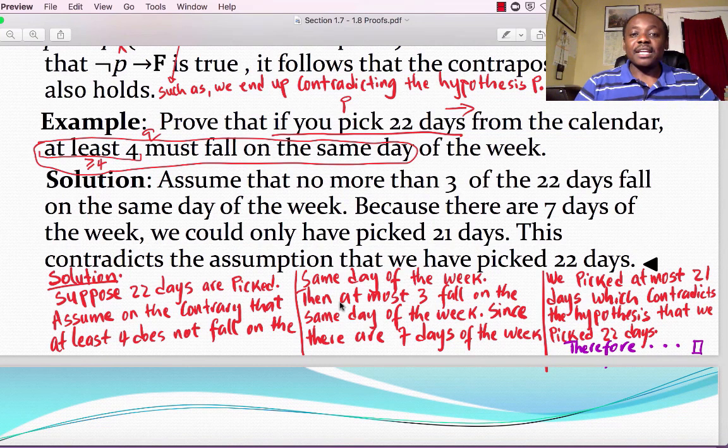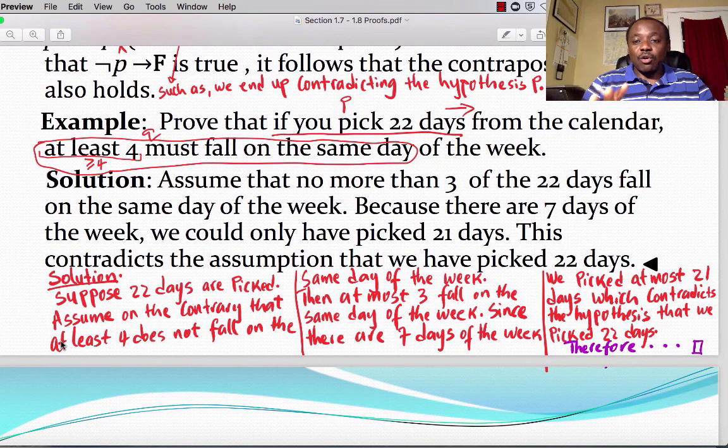What does that mean? It means at most 3 would fall on the same day of the week. Now, since there are 7 days of the week, that means we did pick at most 21 days from the calendar. But how many days did we pick? 22 days. So this contradicts the hypothesis that we picked 22 days.